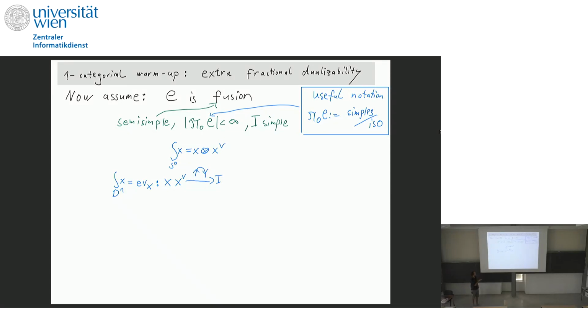Let me also introduce the following notation. I will write pi0 of C for the set of simple objects up to isomorphism. This sounds a bit fancy now, but this will also come in handy as a piece of notation. If I'm in this situation, then it turns out that an object X is simple, you can easily check this, if and only if the tensor unit appears precisely with multiplicity 1 in X tensor X dual. So if I take X tensor X dual, those are two simple objects, tensor them together, I get fusion rules. If the tensor unit appears with multiplicity 1, then the object is simple, and this is an if and only if.